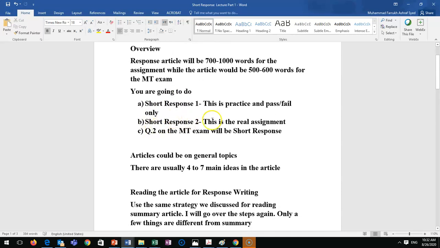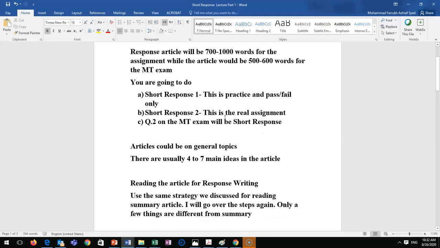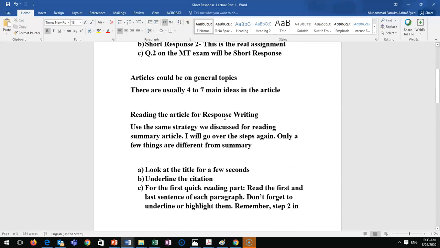You are going to do the response paper 3 times. Short response 1 is only practice and it is pass or fail. Short response 2 is the real assignment. It has points for your paper, and you have to format it a little bit, and you have 1 point for formatting as well. Question number 2 on the midterm exam will be a short response. So, 3 times. Articles could be similar to summary writing, on general topics. There are usually 4 to 7 main ideas in the article.